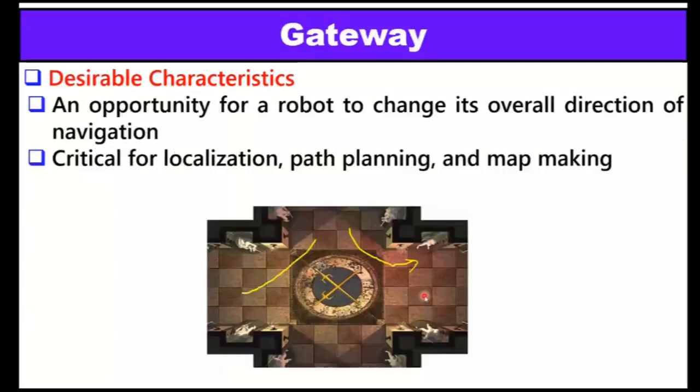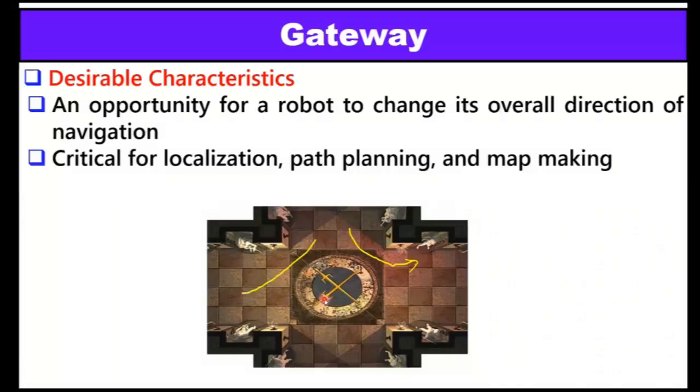Gateway is the second part. Now this is related to the path or routes. Whenever we are traveling, gateways are where different junctions happen. So we enter from here, and you have multiple paths or multiple ways to go ahead, right? Here it is the opportunity for the robot to change the direction.